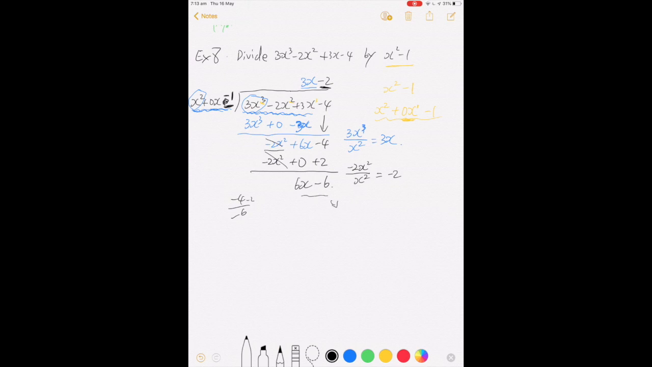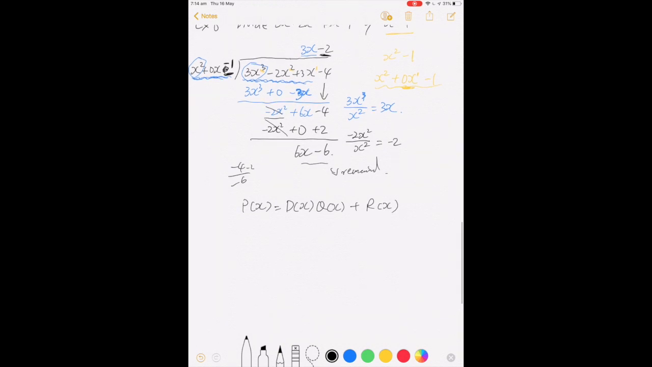So that's my remainder. We know polynomial P of x is equal to the divisor D of x times Q of x plus R of x. So we can write that our dividend polynomial 3x cubed minus 2x squared plus 3x minus 4 is equal to D of x, the divisor x squared minus 1, times the quotient 3x minus 2, plus the remainder 6x minus 6.